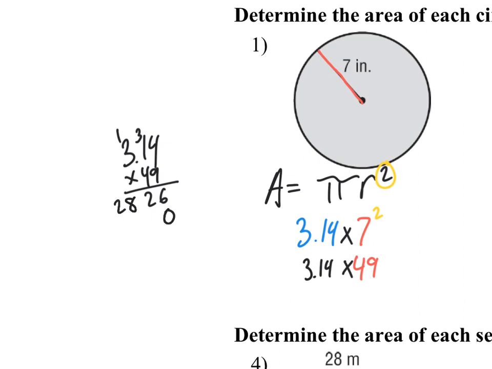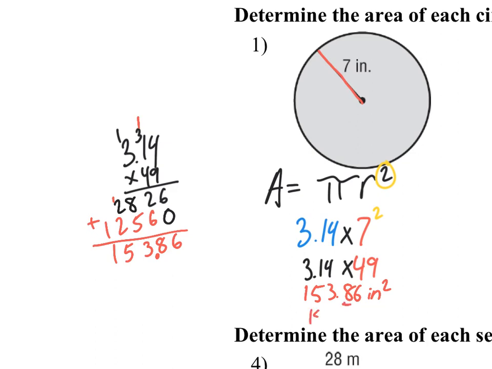Put my placeholder there. I'm going to do this in a different color just so you can see a little bit better. 4 times 4 is 16. Carry the 1. 5, and then 12 here. Now I add straight across the bottom. So I have 6, 8, 13, 5, and 1, plus my 2 decimal places. So 153.86. So the area of my circle is 153.86 inches squared. Because it says round to the nearest tenths place, this technically rounds to 153.9 inches squared.